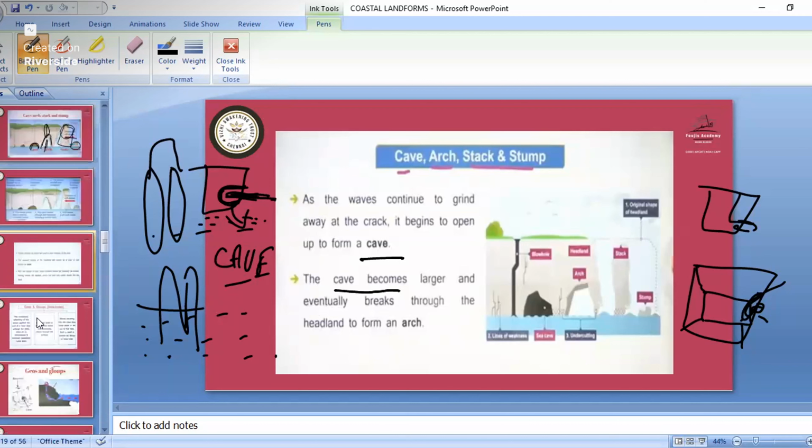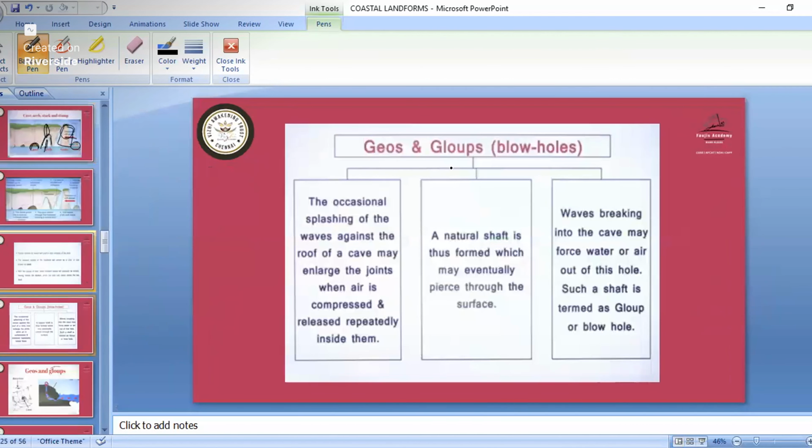Now we'll study the geos and gloups. See here, this is a landform. So what is happening? At some places, water is coming and hitting, coming and hitting, so at this part it is broken. Now again it is dipping this way. This part has softer rocks, so when it is hitting, it goes upwards.